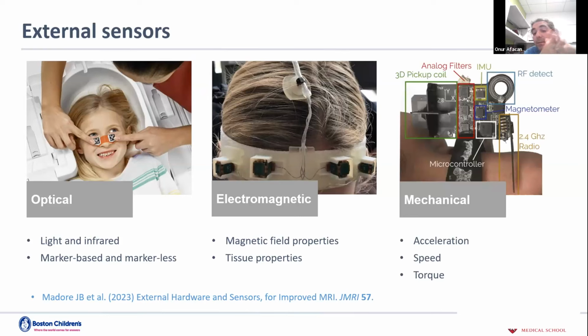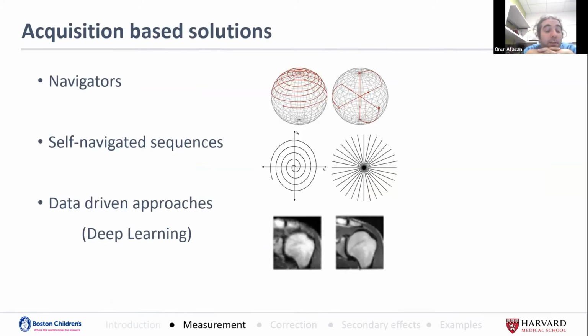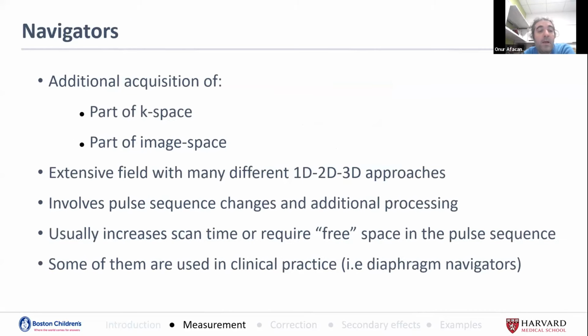There are also more complicated devices. These are quite close to what you have on your iPhone or cell phone, where there's an accelerometer and different magnetometers, and then you can measure motion with these. There are also some acquisition-based solutions. I think most of you are familiar with the navigators. Actually, there were some nice examples in the previous talk about navigators for breathing motion. There are some self-navigated sequences. You probably heard about spirals and radials. And there are some data-driven approaches which are becoming more and more popular. I think this will come to a scanner near you in the near future, and this mostly now involves deep learning reconstructions.